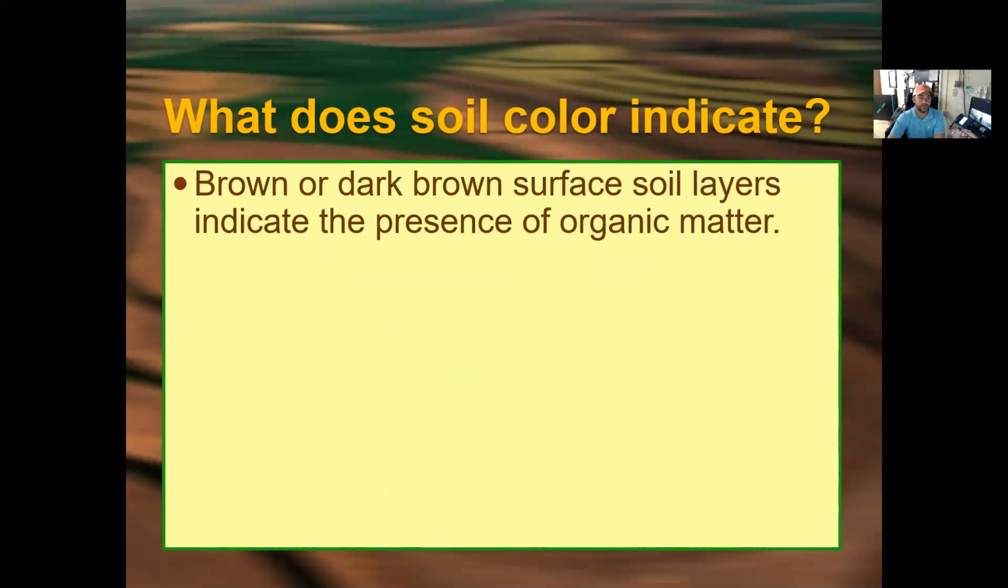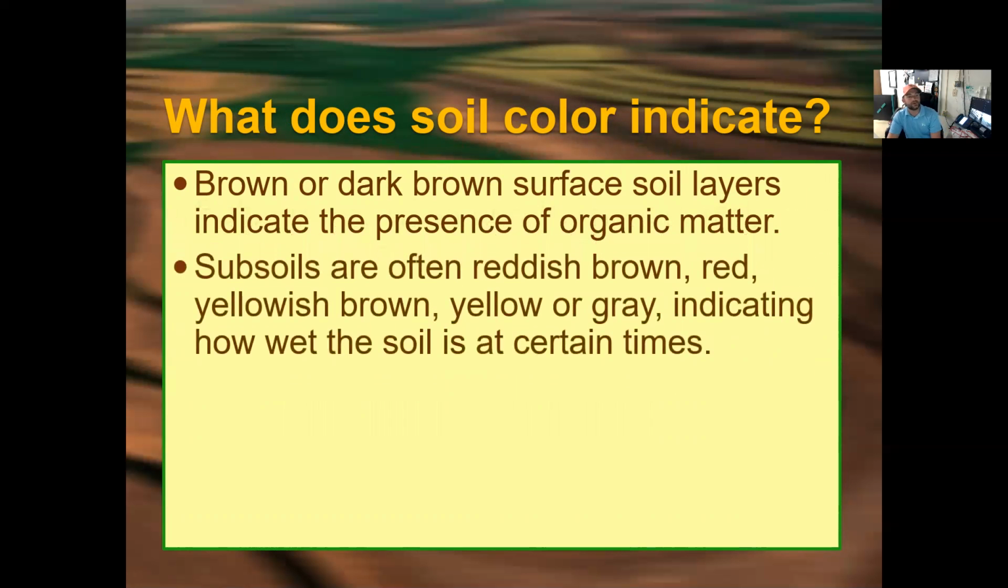So what does soil color indicate? Brown or dark surface soil layers indicate the presence of organic matter. So organic matter is a good thing. If you see worms crawling around in it and it's very nice, soft, rich loam, then it's probably really good soil. Subsoils are often reddish brown, red, or yellowish brown, indicating how wet it is at certain times.